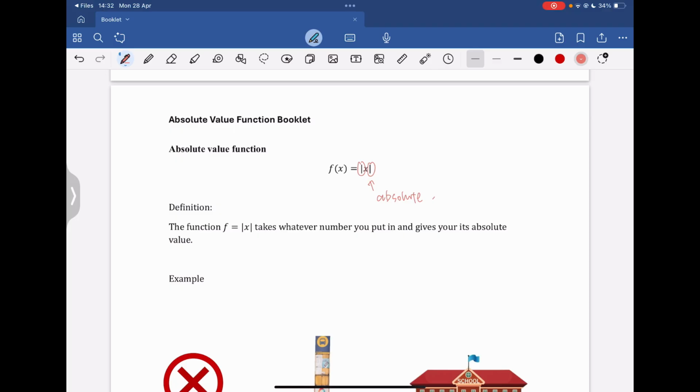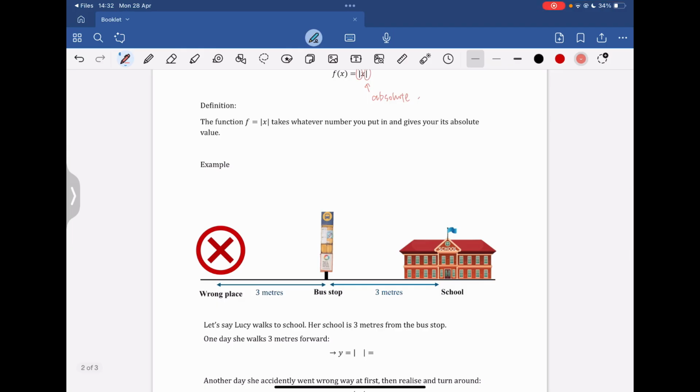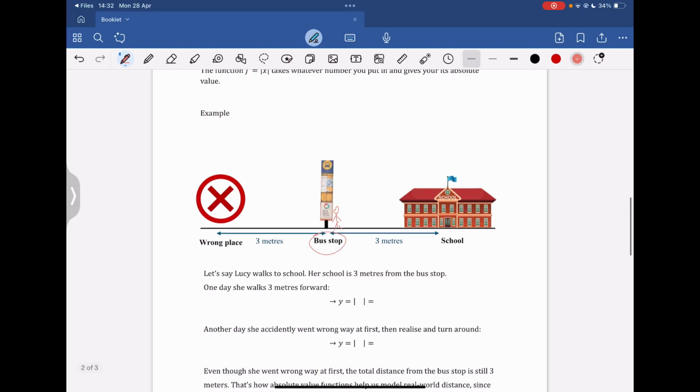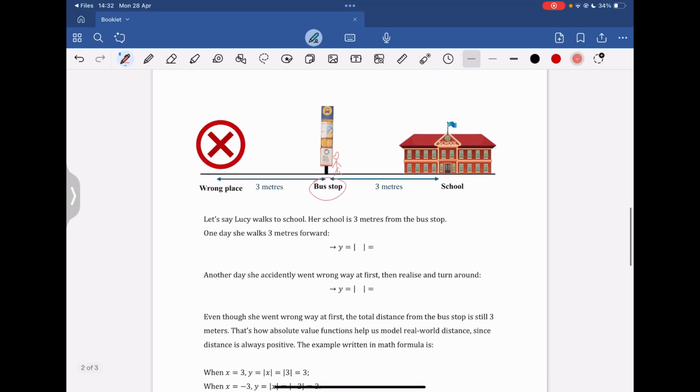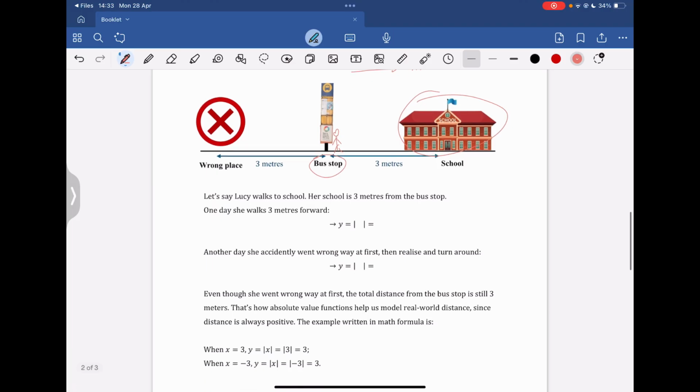For example, let's say Lucy again, she walks to school. Her school is 3 meters from the bus stop. So here is the bus stop, right? So this is Lucy. Lucy is here. One day she walks 3 meters forward. So if she goes forward for 3 meters, this is her school. So now x equals 3, and then it gives us y equals 3. Remember that absolute value always gives us positive numbers.